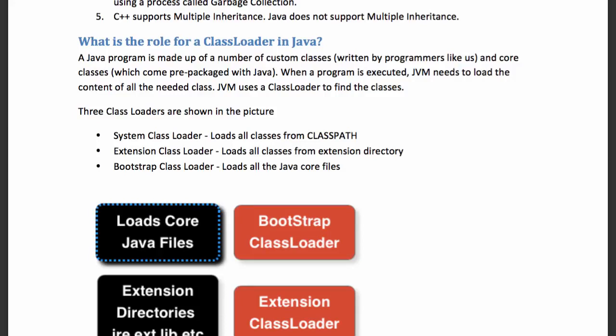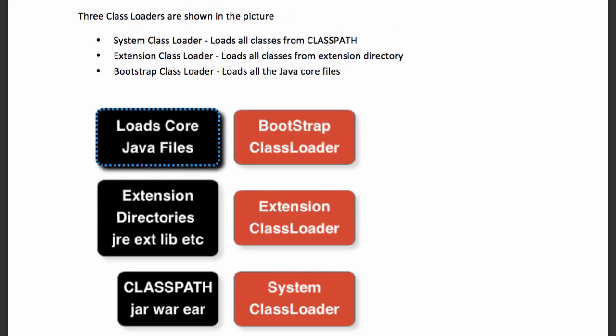There are three different kinds of class loaders based on where they would search for a class. You can think of a class loader as something which searches for classes for us. The types of class loaders are based on where they search for that particular class. The three different types of class loaders are system, extension, and bootstrap.